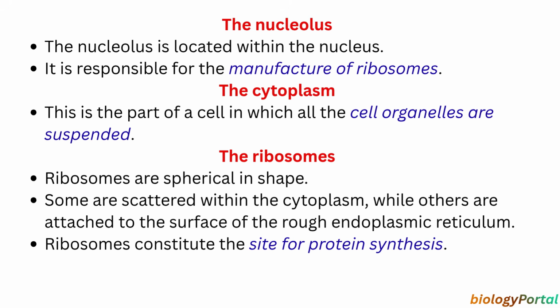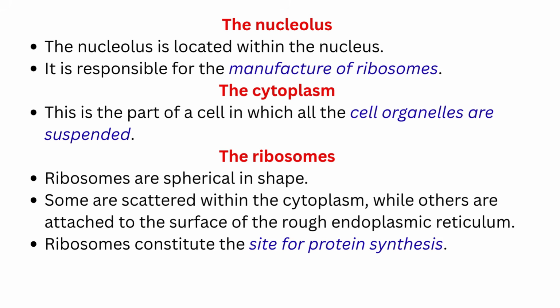The nucleolus. The nucleolus is located within the nucleus. It is responsible for the manufacture of ribosomes. The cytoplasm. This is the part of a cell in which all the cell organelles are suspended. The ribosomes. Ribosomes are spherical in shape. Some are scattered within the cytoplasm, while others are attached to the surface of the rough endoplasmic reticulum.